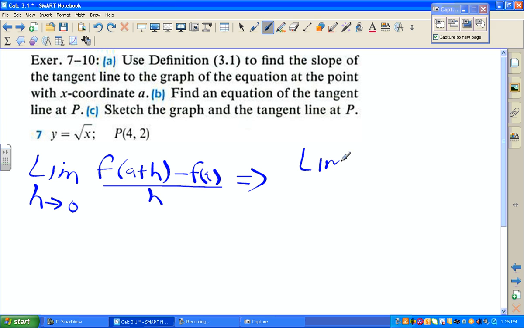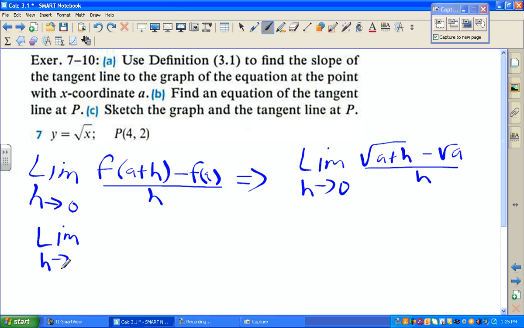The limit as H approaches 0, square root of A plus H minus the square root of A all over H. Fantastic. When you do this problem, you realize that the problem is when you put 0 in for H, you end up with 0 over 0.